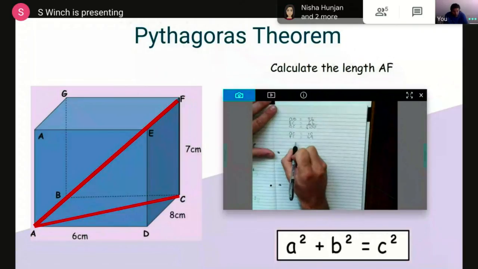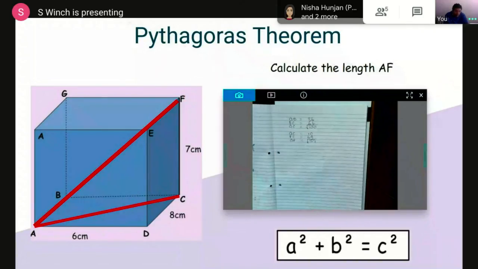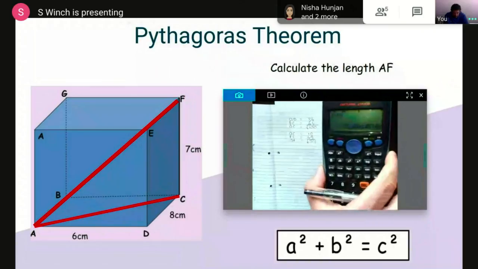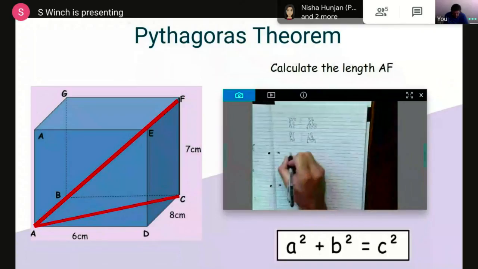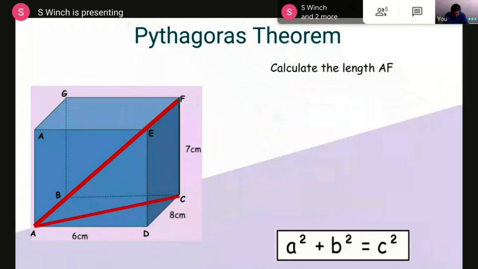So then line A to F, checking the letters, must be the square root of 59, which, using my calculator, gives us 7.68. So A to F equals 7.68. Okay, brilliant.